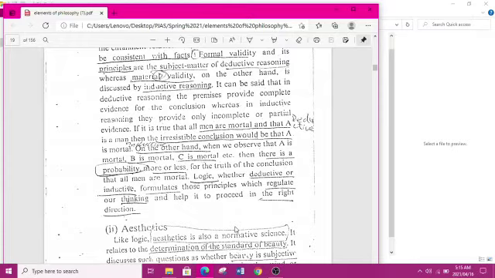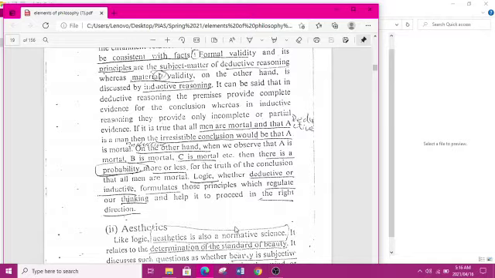Let me double check it once. Keep the example in mind, that all men are mortal. A is mortal, so A is a man, so A is also mortal. So this is deductive reasoning. And A is mortal, B is mortal, C is mortal, meaning thereby that all of them are mortal. Okay? So this is inductive reasoning.